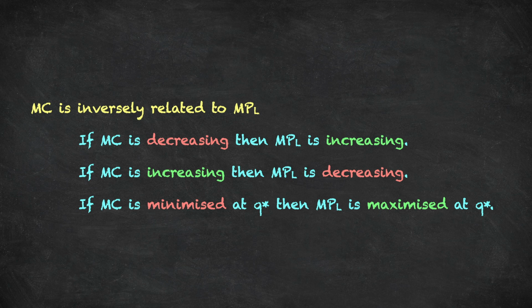I could also say if marginal cost is minimised at Q star, then marginal product of labour is maximised at Q star. So these are just some of the examples, the quick deductions you can make once you know that two functions are inversely related. So that concludes our study of the firm's costs in the short run.